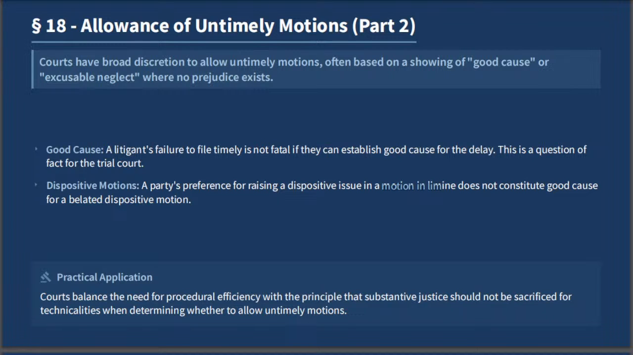And a motion in limine is something to keep evidence from being before the court and being considered. All right, so we have practical application. The courts balance the need for procedural efficiency with the principle that substantive justice should not be sacrificed for technicalities when determining whether to allow untimely motions. So substantive justice is a key one there for good cause, and it shouldn't be sacrificed for technicalities in determining whether to allow untimely motions. Again, it's to the court's discretion, but they need to balance that need for procedural efficiency and principle.